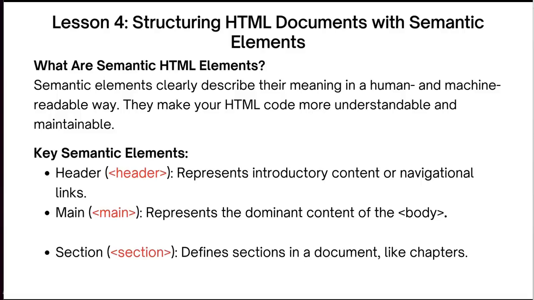friendly. Some of the key semantic elements that we have are the header, the main, the section. We also have articles and footer. The header represents introductory content or navigational links. The main represents the dominant content of the body, and the section defines the section in the documents like chapters.